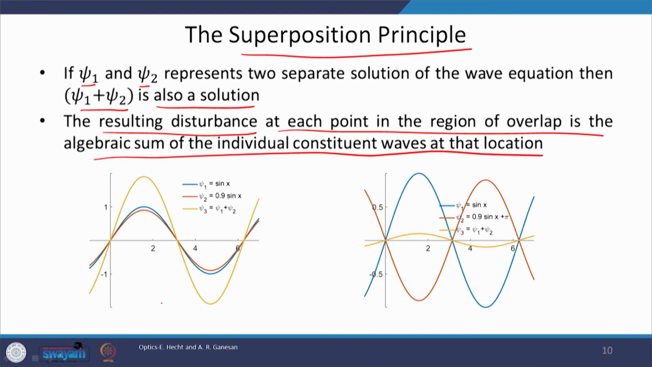Now, what is written here is shown schematically. With the blue color we show wave function psi 1, and with the orange color we show wave function psi 2. The wave function psi 1 is here, wave function psi 2 is here, and with this yellow color the resultant is expressed. We see that the resultant is the sum of psi 1 and psi 2.